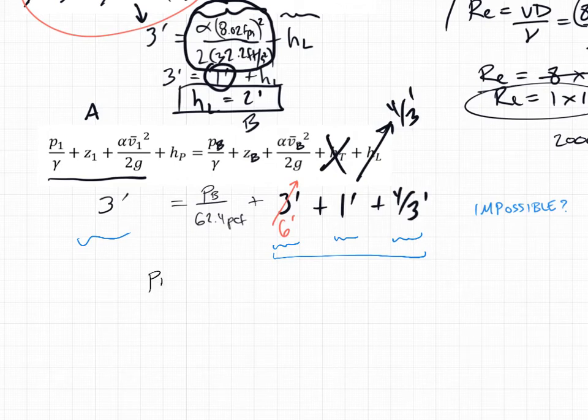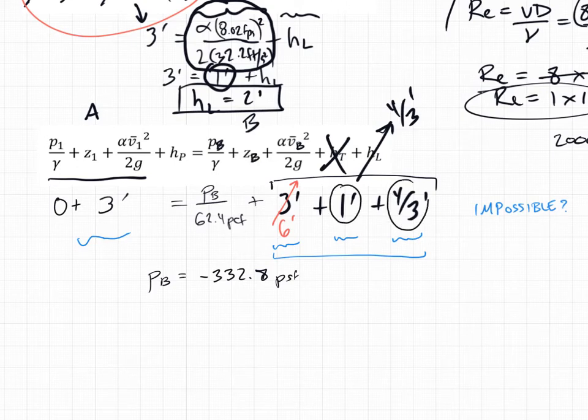If I solve for PB, what am I going to get? I'm going to get a negative number, right? And in this case, it's negative 332.8 PSF. Okay, so that's a real number, and it's negative. So basically, I started with a 0 pressure, and all of this energy came from losing pressure. I was able to lose pressure, and that pressure went into creating a velocity, and I still was able to lose energy.